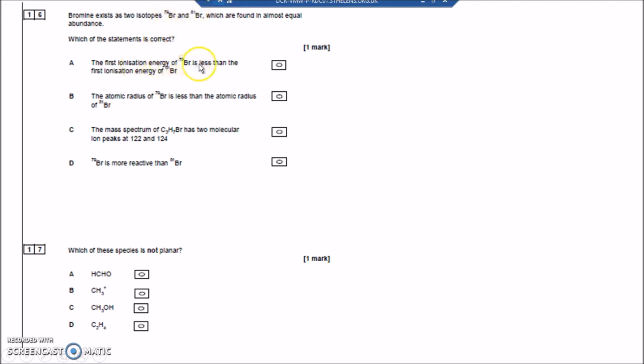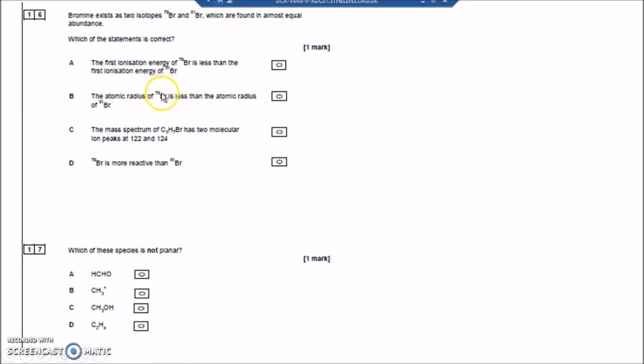So is the first ionization energy of 79 different from that of 81? Well, no, it's not, because the ionization energy depends on the nuclear attraction of the number of the protons from the nucleus and the number of electrons and shielding and so forth. But the number of protons and electrons are identical in both, so the ionization energy is going to be the same. The atomic radius, again, depends on the number of electrons, the number of electron shells, and the number of protons in there. But they've got the same number of protons, so the nuclear attraction is the same.